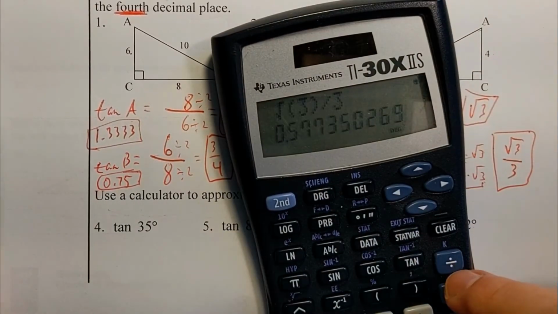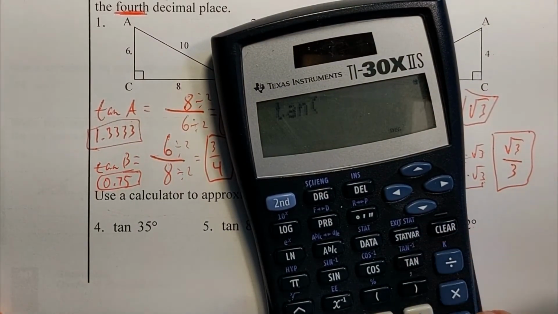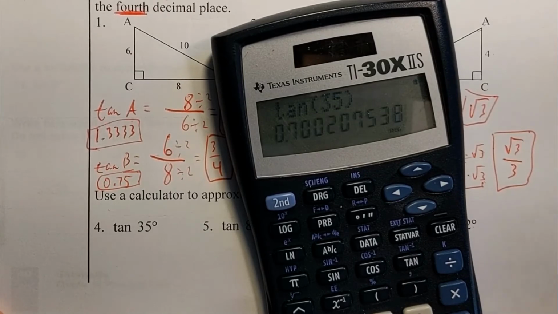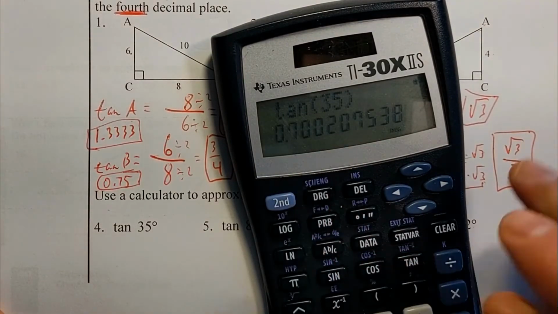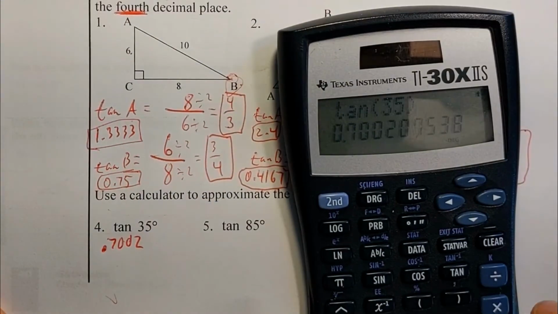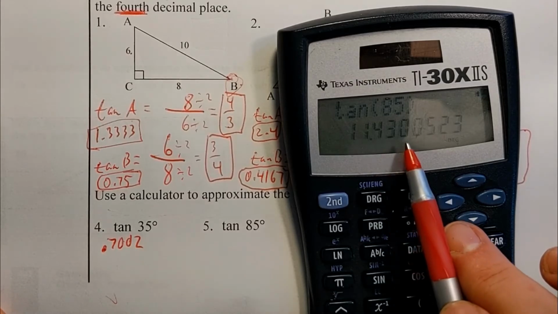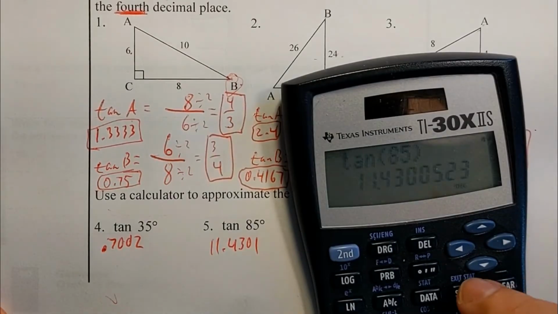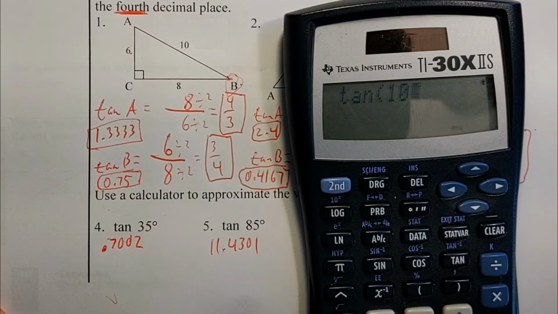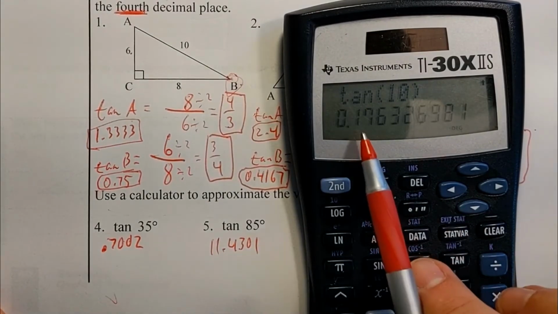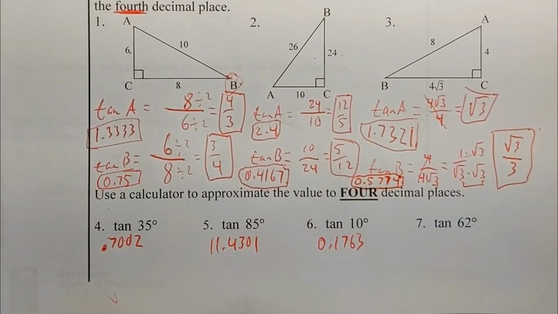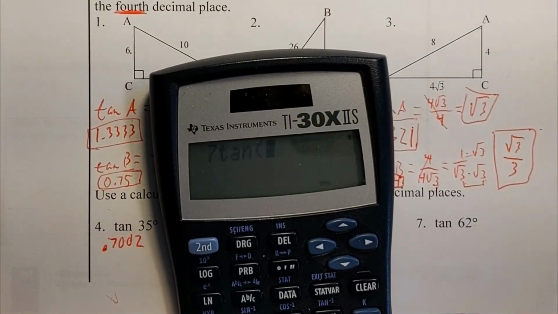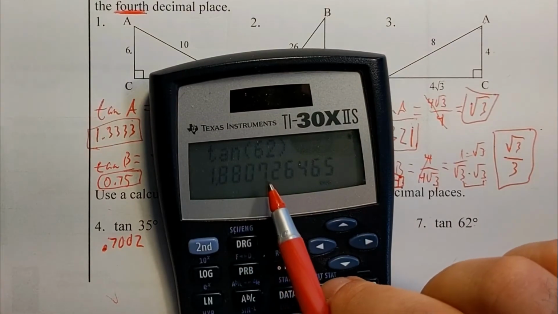So the tangent of 35, all you gotta do is go tangent 35, press equals, and this to 4 decimal places would be 0.7002. For the tangent of 85, you're gonna go tangent 85, you get 11.4301. For the tangent of 10, you get 0.1763. And for the tangent of 62, you get 1.8807.